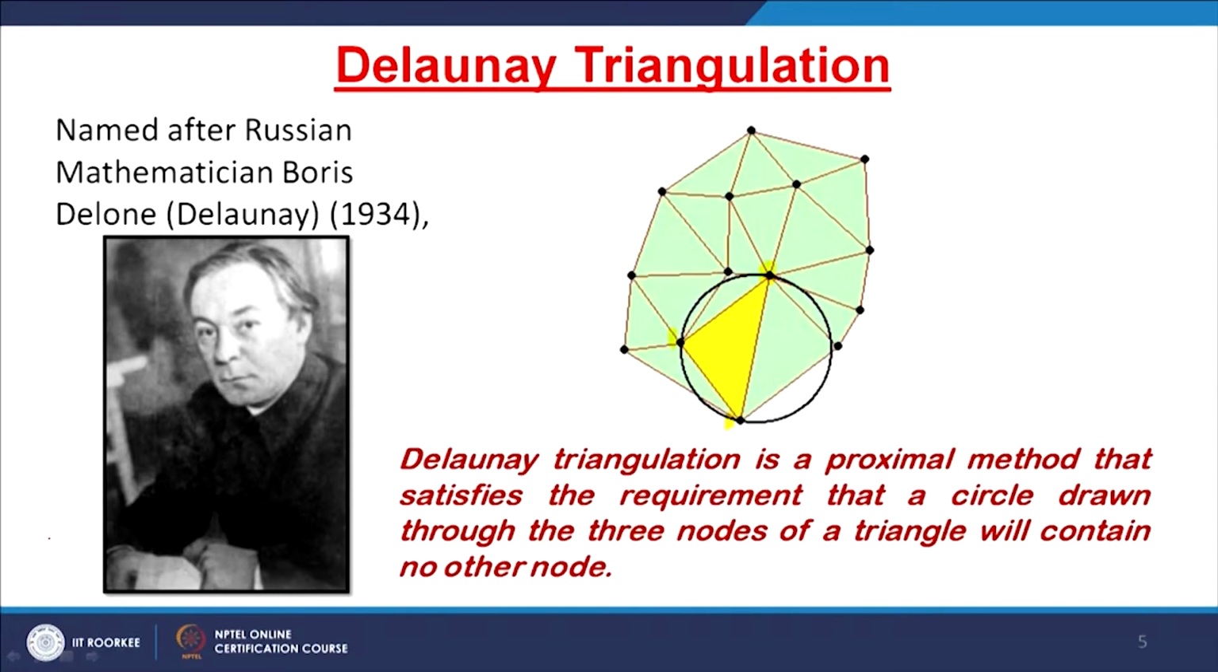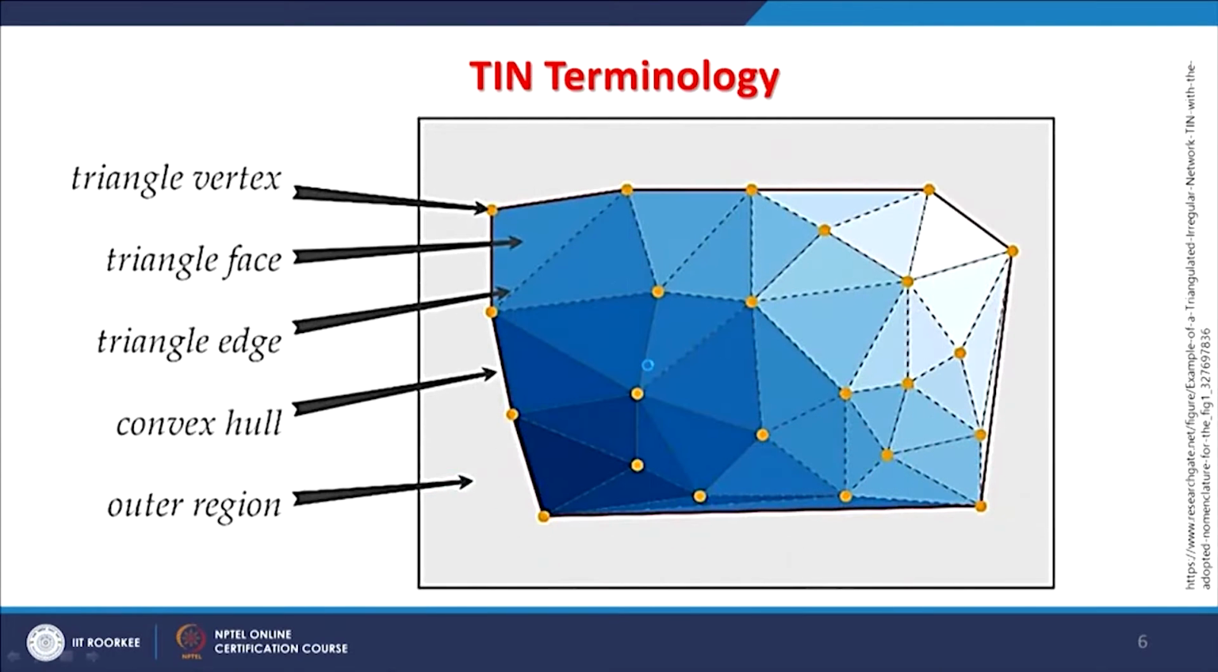So, if I want to cover say this triangle, then this circle has to be shifted, so that it will touch this node and this node, and will not touch this node. And likewise for each triangle this is satisfied. So that is why it is called the Delaunay concept.